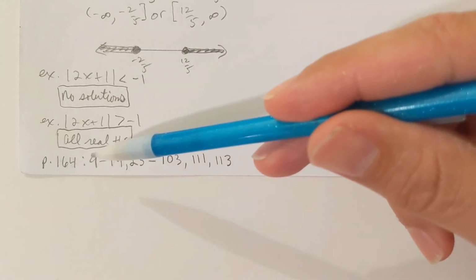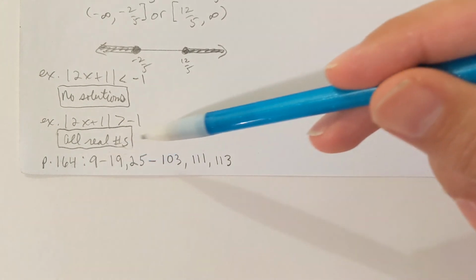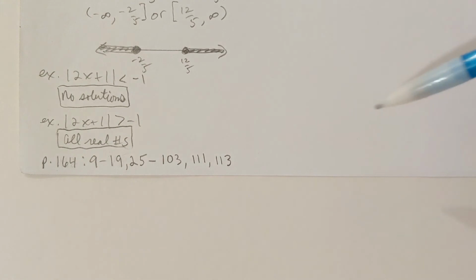Okay. The homework is on page 164. Here are the numbers that I'd like you to look at, and so we'll stop right there.